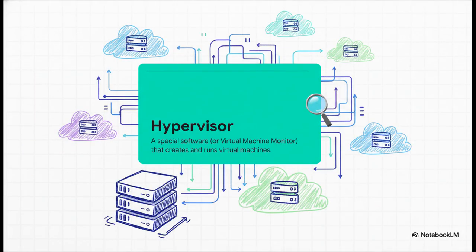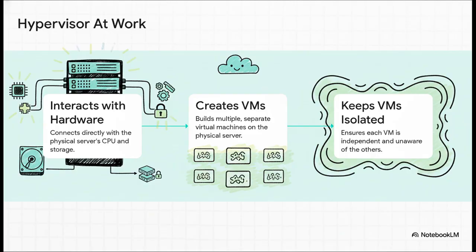And what does the slicing, what's the magic knife, so to speak? It's a special piece of software called a hypervisor. You might also hear it called a virtual machine monitor. This is the critical piece that sits on top of the physical hardware and actually creates and manages all of those virtual machines. And the process is just so elegant.